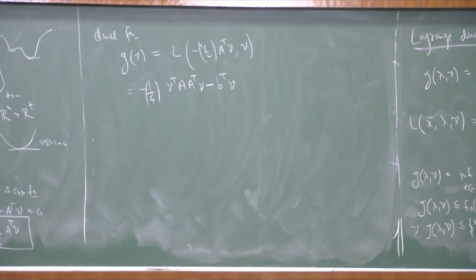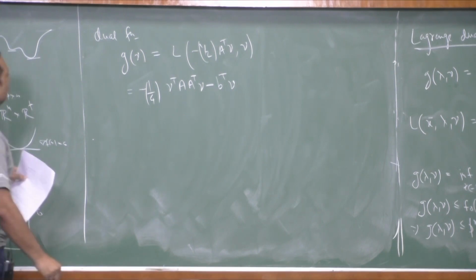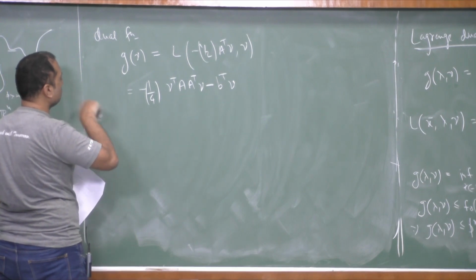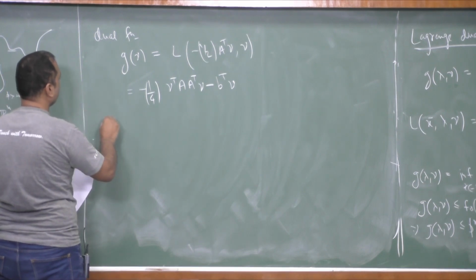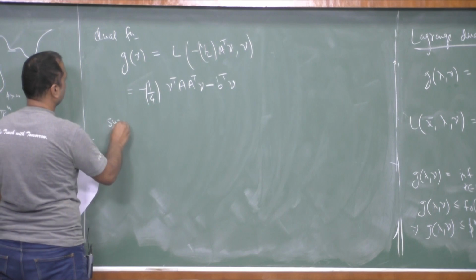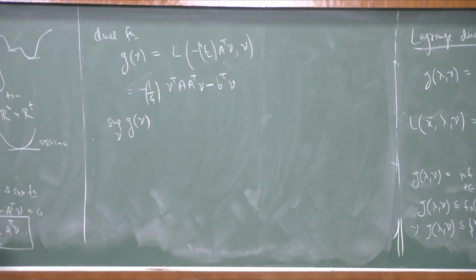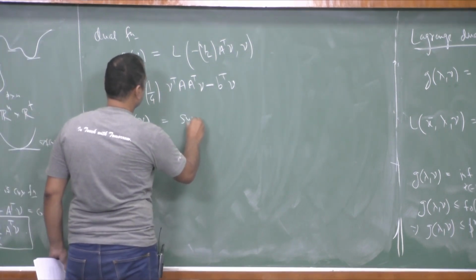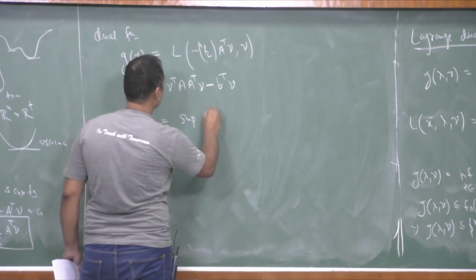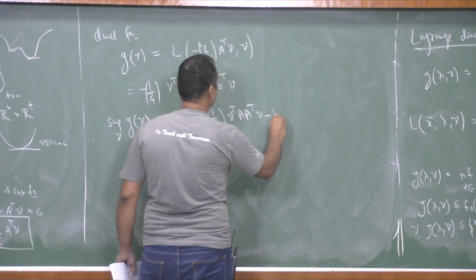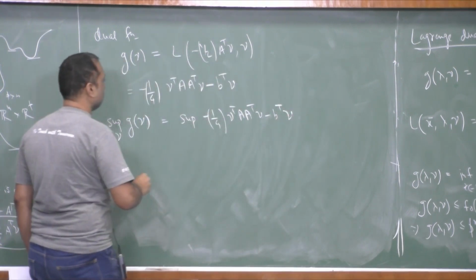Now we are supposed to maximize this, right? So now we want to maximize this. We want to go to p star, right? So now we have to do the supremum of g(nu) in terms of nu. Okay. So what is the supremum of this, right? Supremum of minus 1 over 4 nu transpose A transpose nu minus b transpose nu. Okay.